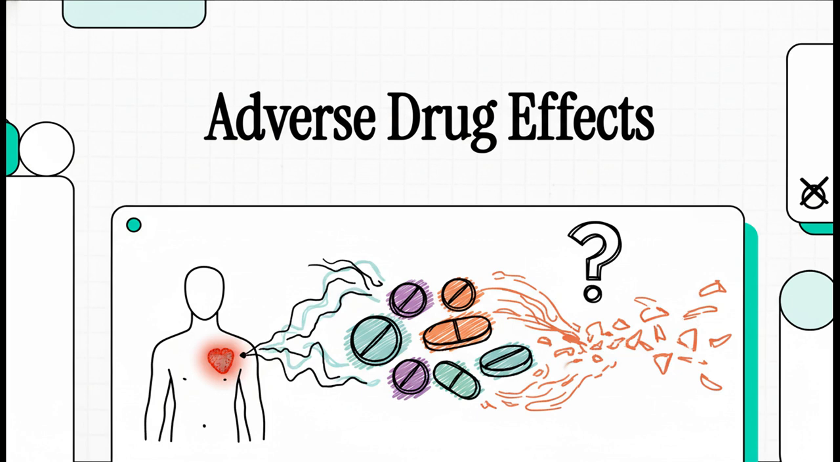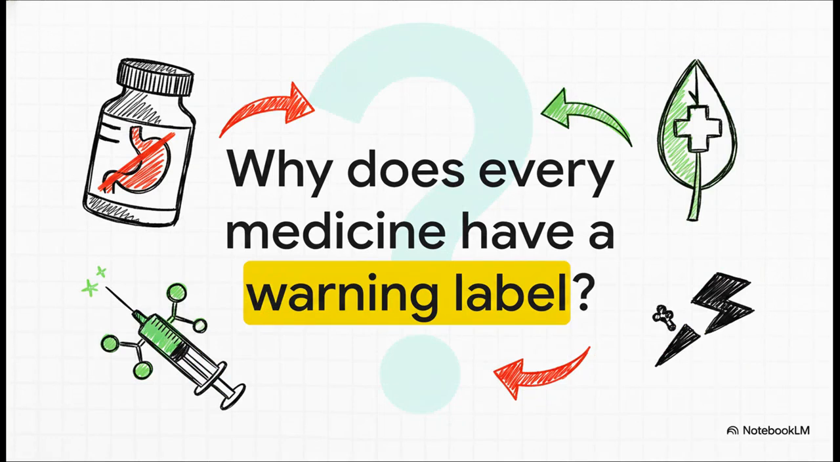So, let's begin. Have you ever really thought about it? From a simple paracetamol to a heavy-duty cancer drug, they all have that super long list of warnings. But why? Well, it's because the exact same chemical that has the power to heal also has the power to harm. And understanding this delicate balance is exactly what we're going to explore today.